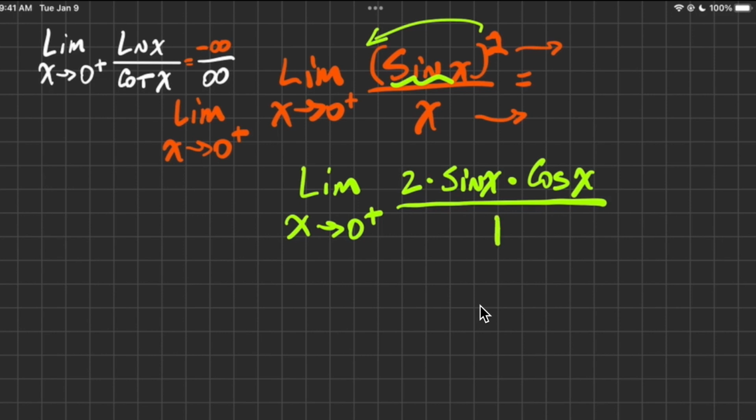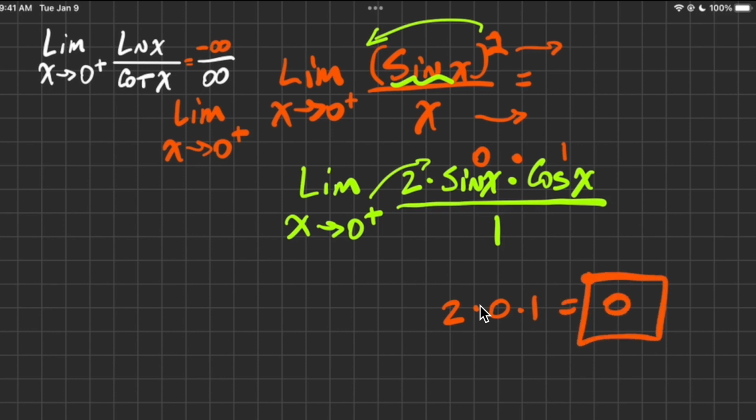Now, folks, when we apply 0 into the limit, we're going to get 2 times the sine of 0, which is 0, times the cosine of 0, which is 1, over 1. So 2 times 0 times 1 is 0. This is the solution to this limit.